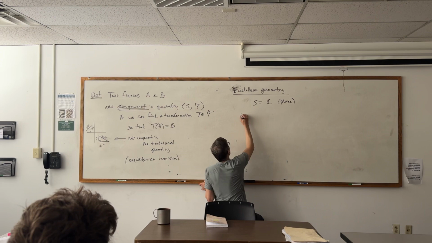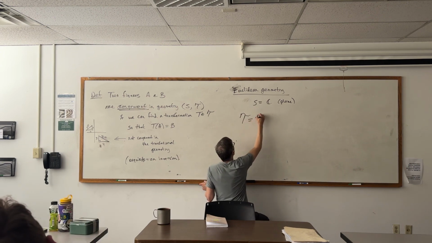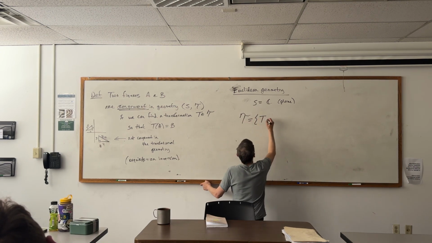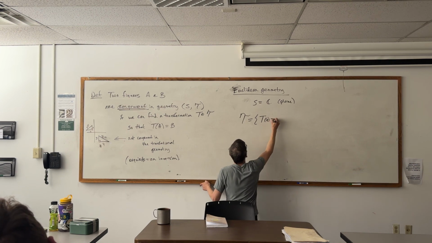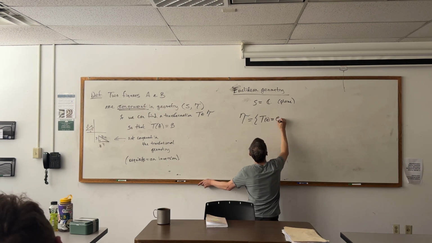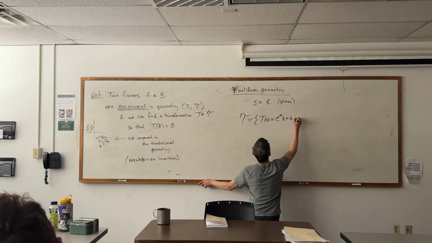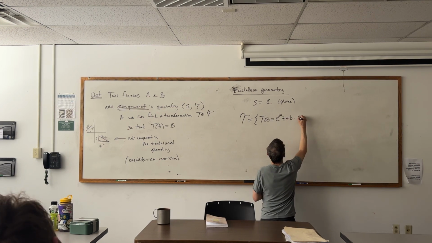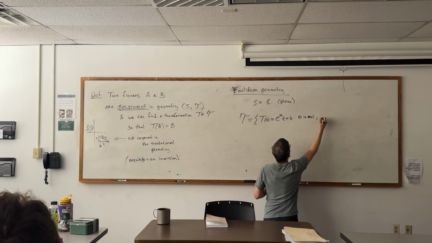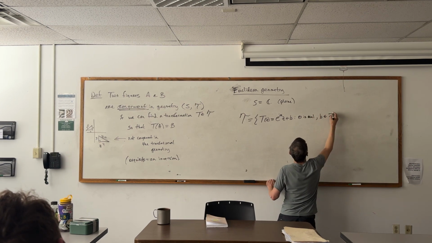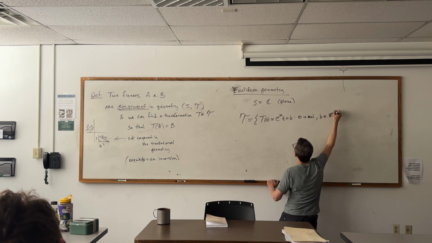But our transformation group is the set of all transformations that look like this: e to the i theta z plus b. And here, theta is a real number, and b is a complex number. Ooh, almost wrote integer.